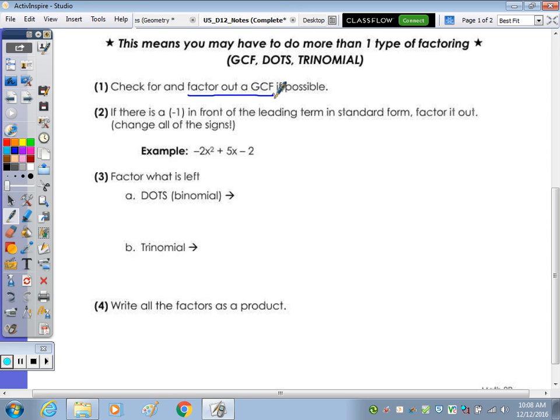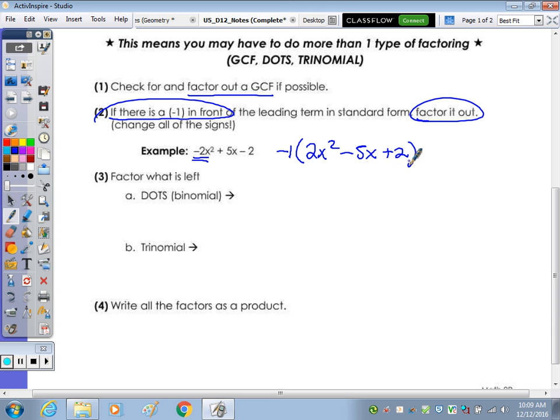If there's a negative 1 in front of the leading term in standard form, factor it out. So right here in the example, negative 2x squared, you want to factor out that negative 1. In doing so, that would change that to a positive 2x squared, and change all the signs to their opposite. Divide 5x by negative 1, you get negative 5x. Divide the negative 2 by negative 1, you get positive 2.